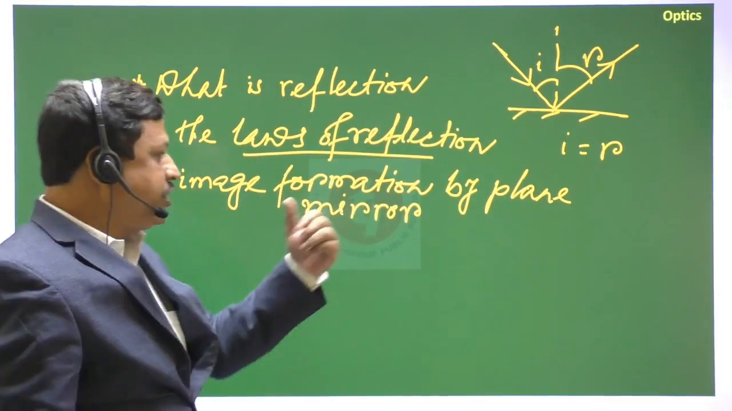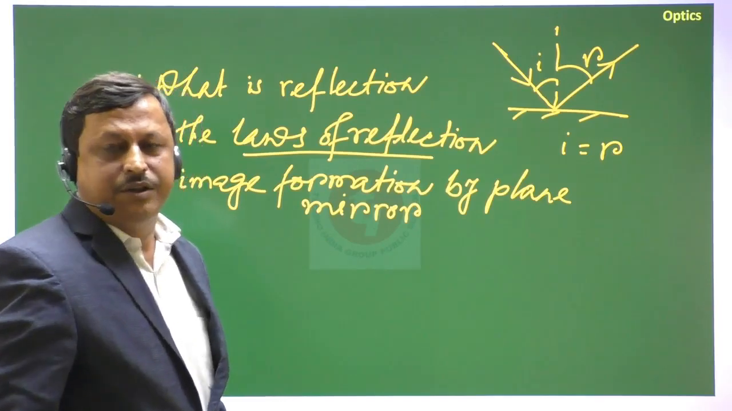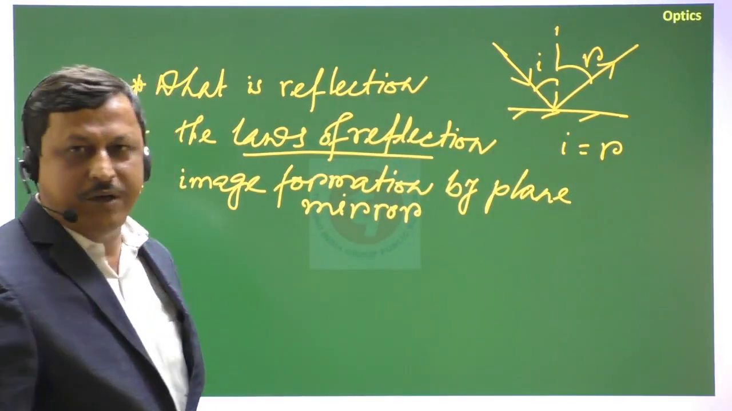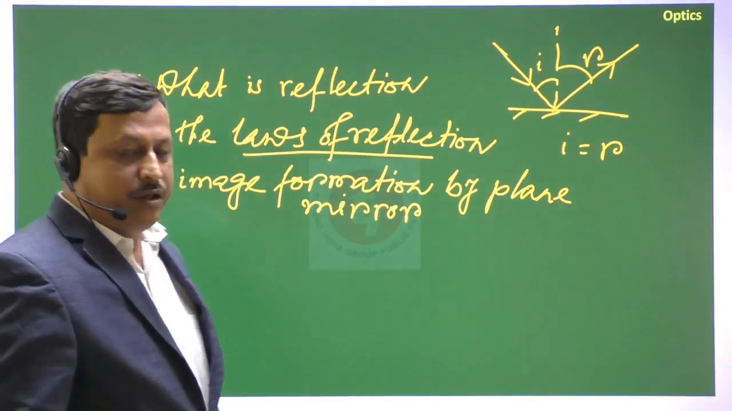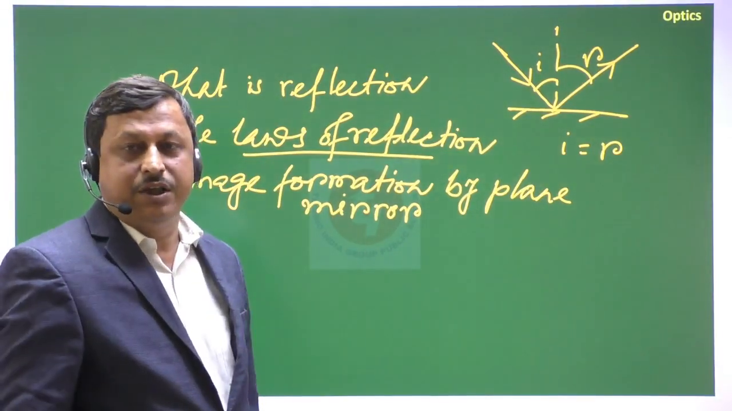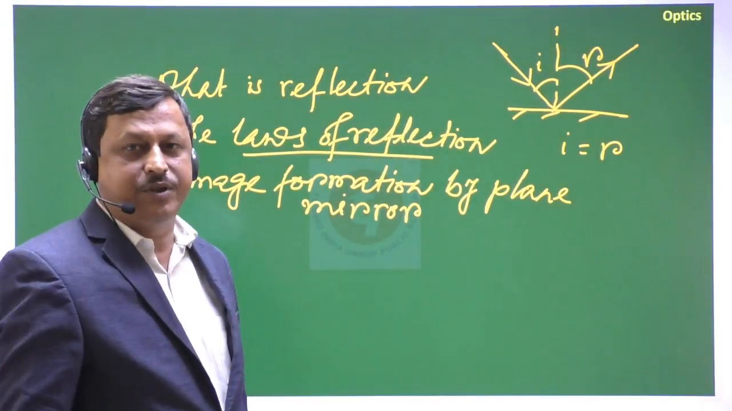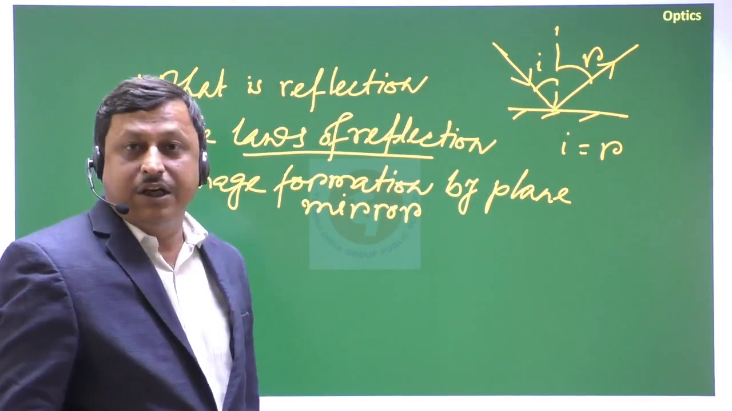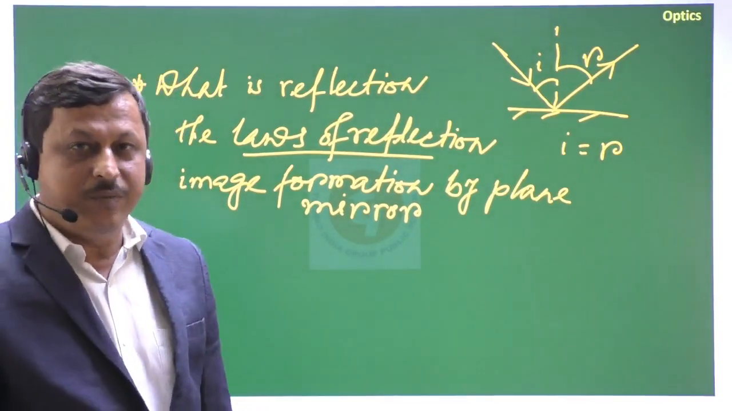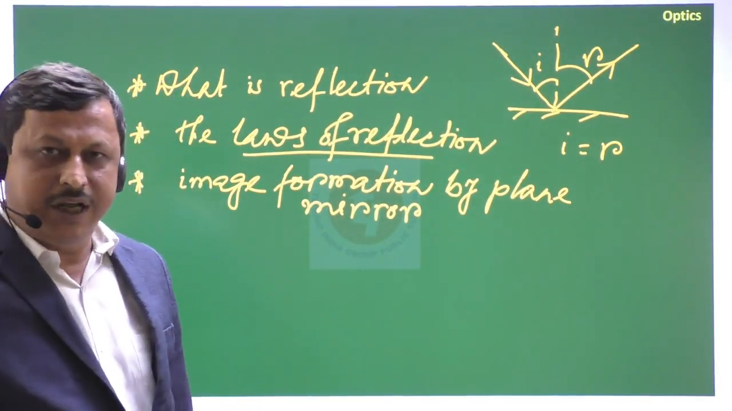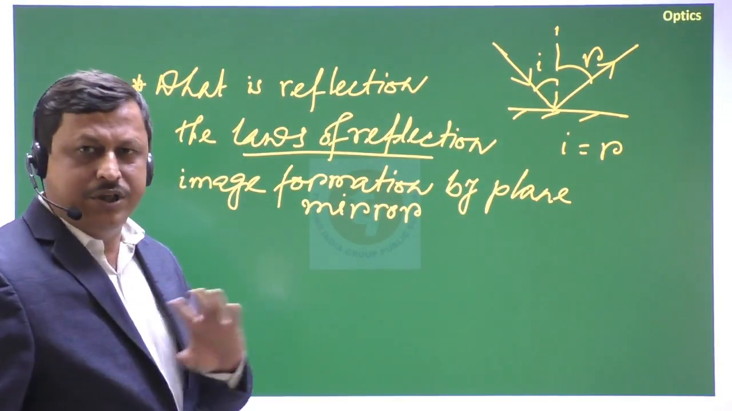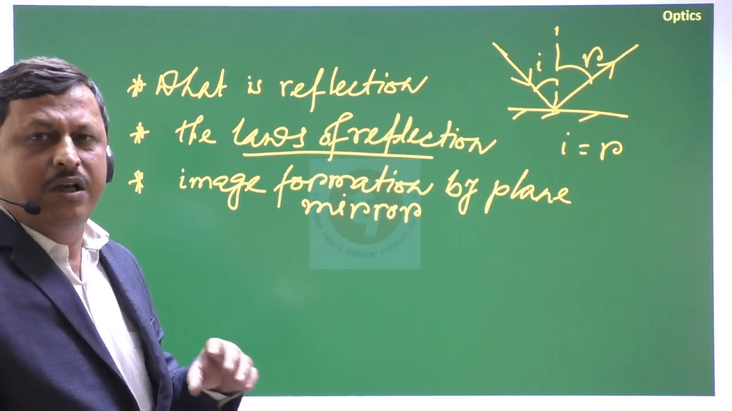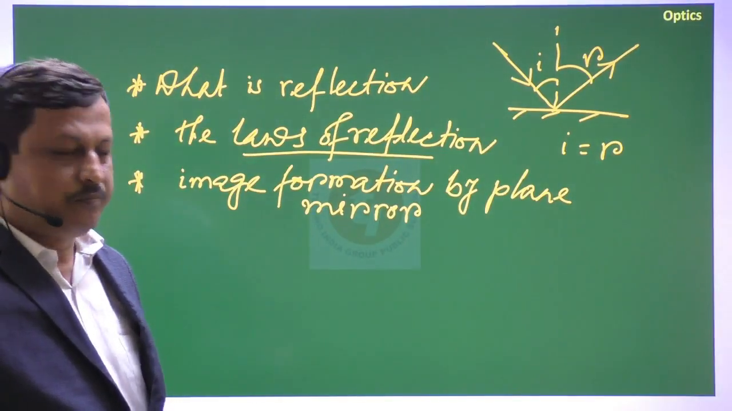And image formation by plane mirror, you know that the image formed by a plane mirror is virtual in nature, the size of the image is equal to the size of the object, and the object distance and image distance will be the same, right? These are the subtopics which were already discussed in the previous class.